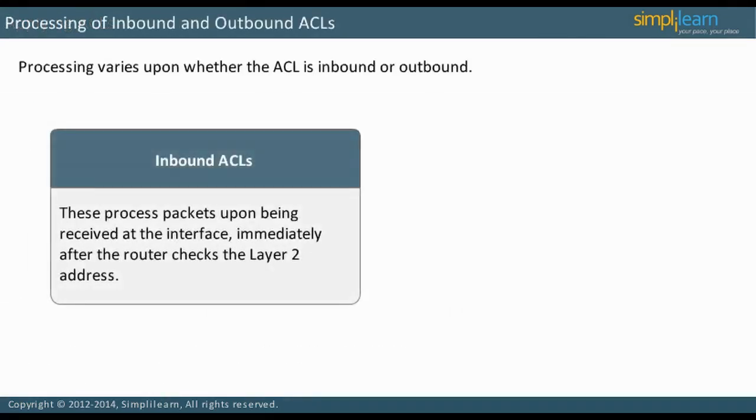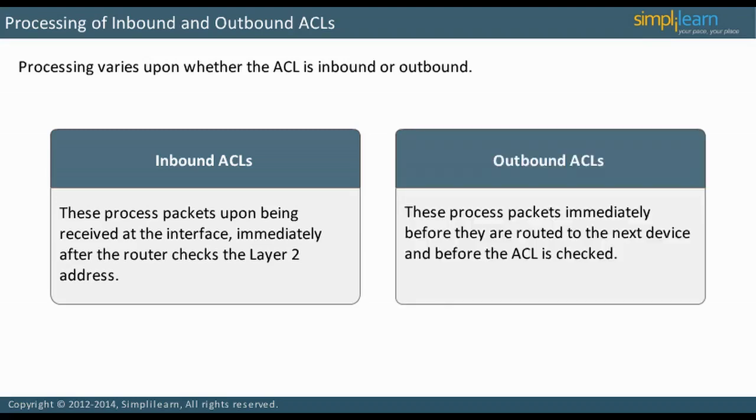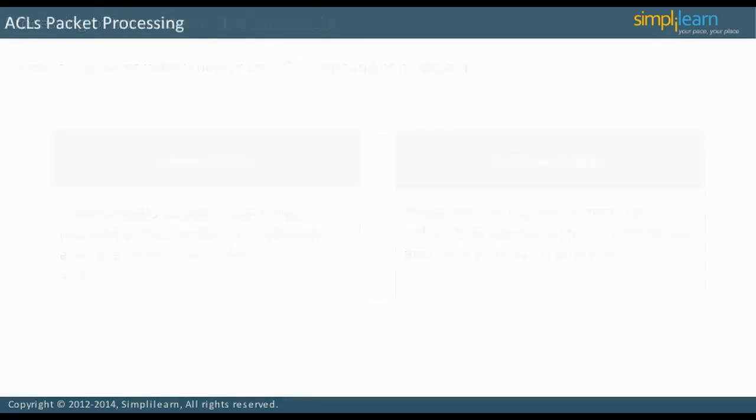Inbound ACLs process packets upon being received at the interface, immediately after the router checks the Layer 2 address. Denied traffic is not processed by the receiving router. Outbound ACLs process packets immediately before they are routed to the next device. Therefore, the router processes the packet before the ACL is checked. In the next slide, let us discuss packet processing of ACLs.